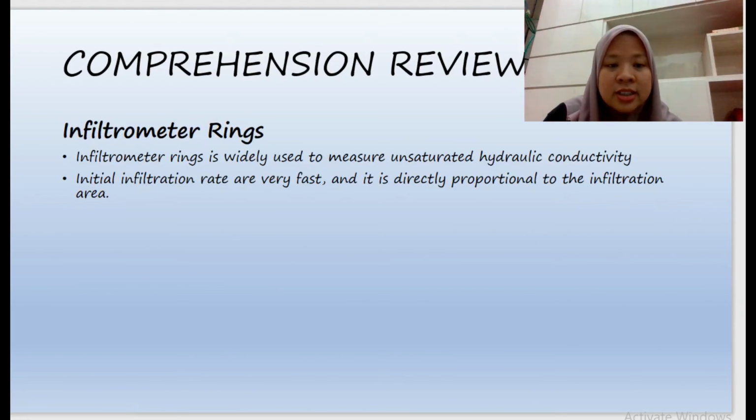And the last one is infiltrometer rings. Infiltrometer rings are widely used to measure unsaturated hydraulic conductivity. Initial infiltration rates are very fast, and directly proportional to the infiltration area.